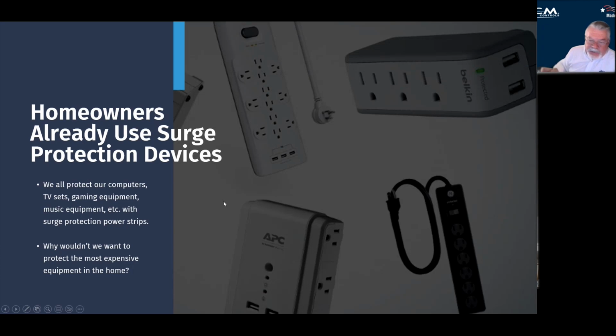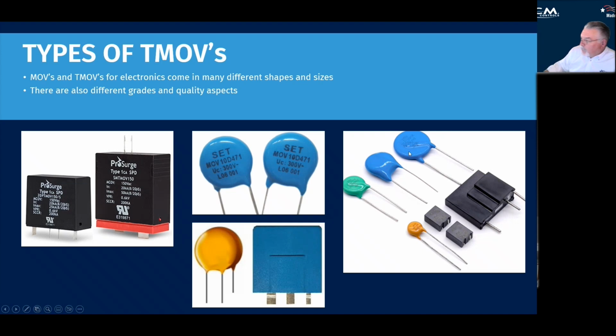And we already use these. We all use them. Your surge protection strips, your power strips at home that protect your TVs, computers, gaming systems, music equipment, anything, your expensive equipment, you've got them on power strips to protect them. And so why on earth wouldn't people want to protect the most expensive equipment in their home or in a business? It's just foolish, really. So the surge protection devices, what you'll see inside those are usually these small little MOVs.